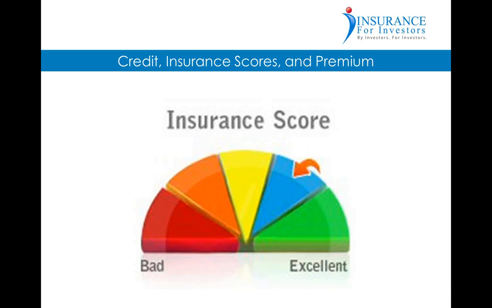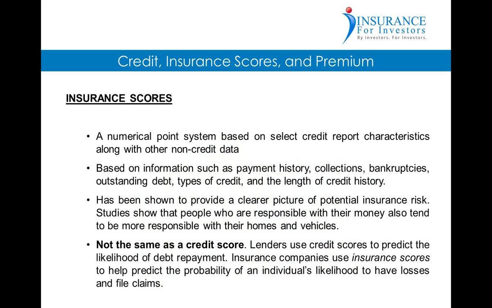We're going to talk a little bit about credit, insurance scores, and insurance premiums now, because this is, again, another issue that often comes up with wraparound mortgage transactions regarding the cost of insurance and the availability of insurance. First of all, let's talk about what an insurance score is and what it is not. An insurance score is a numerical point system based on some credit information for the individual or individuals purchasing the policy. It's based on such things as payment history, collections, past bankruptcies, outstanding debt, types of credit, and length of credit history.